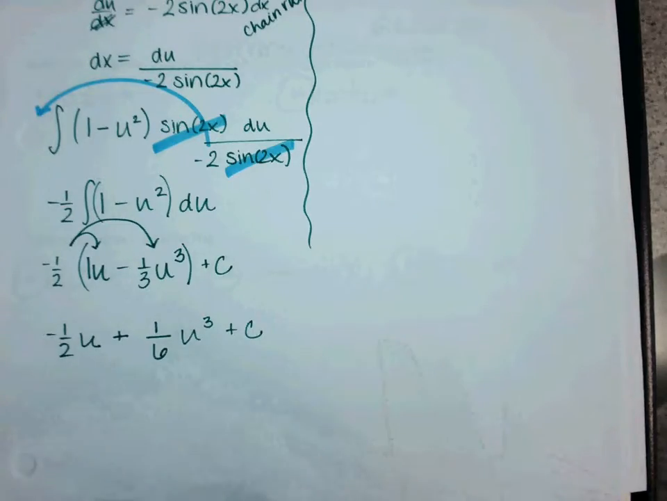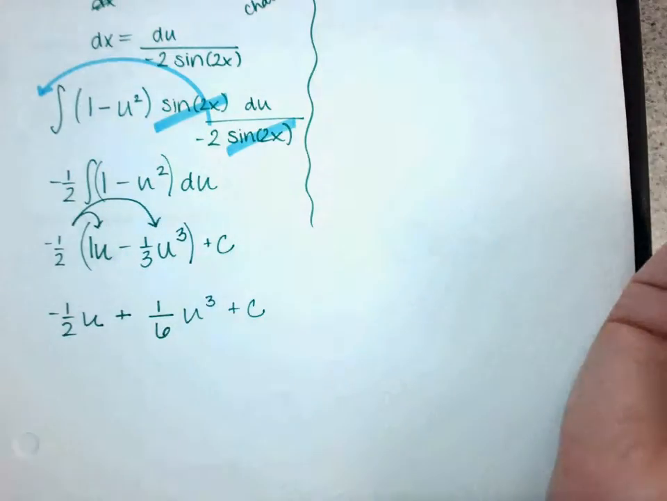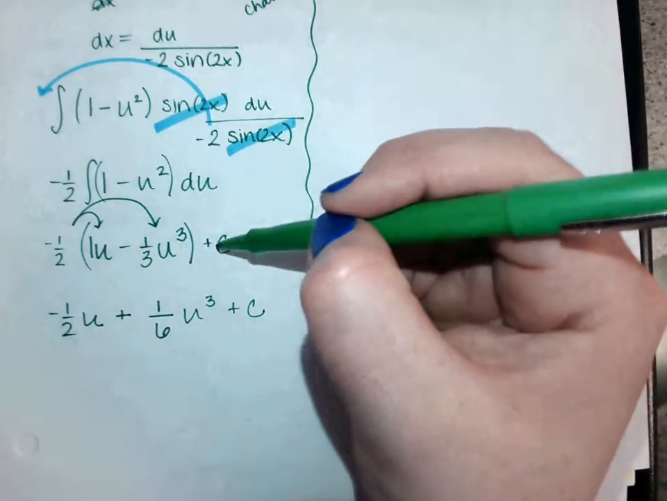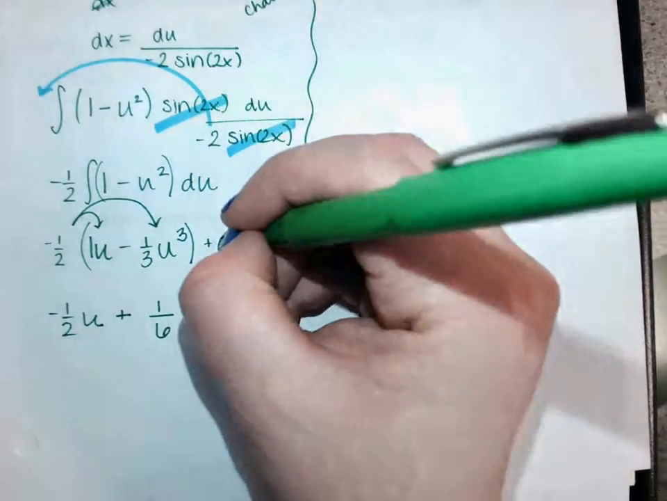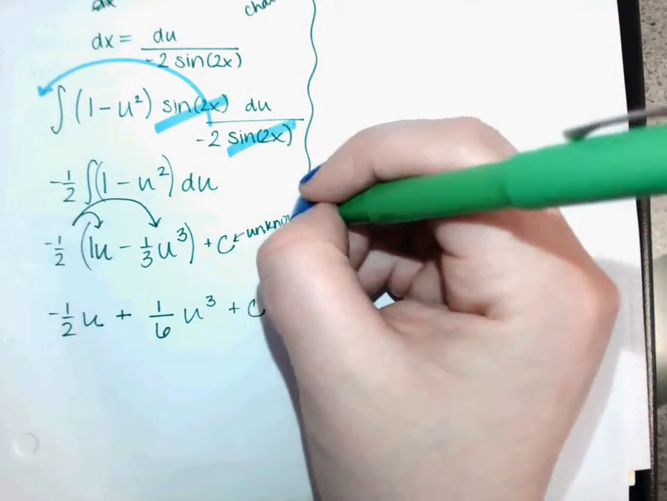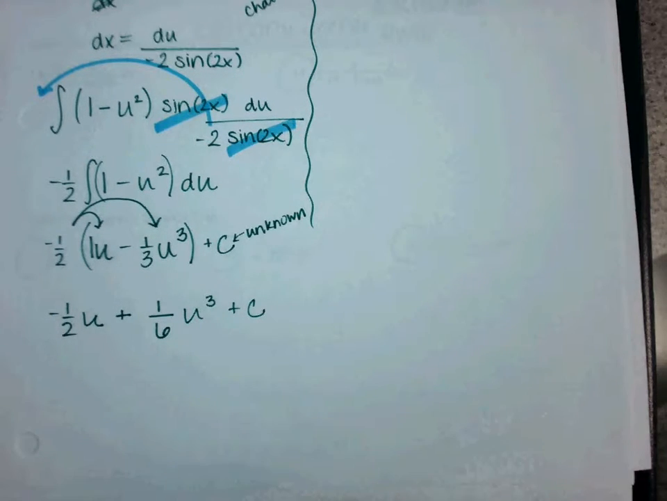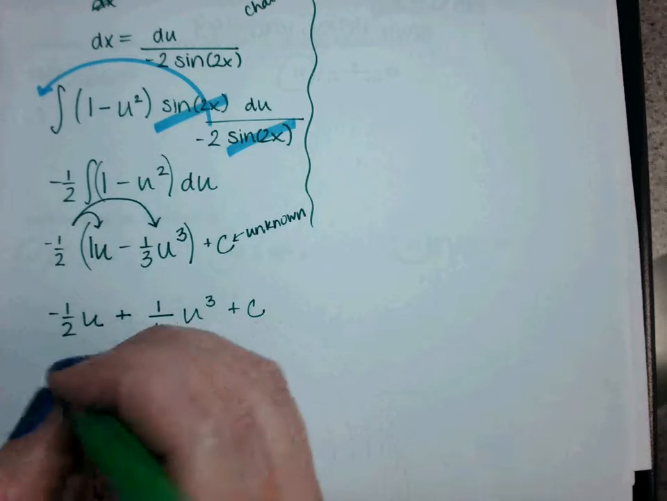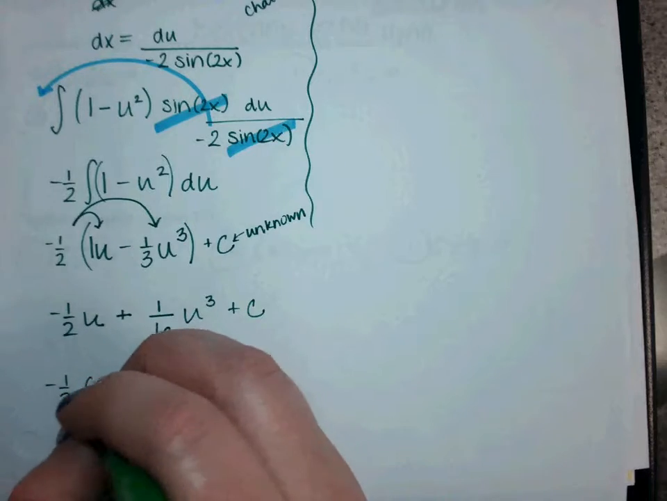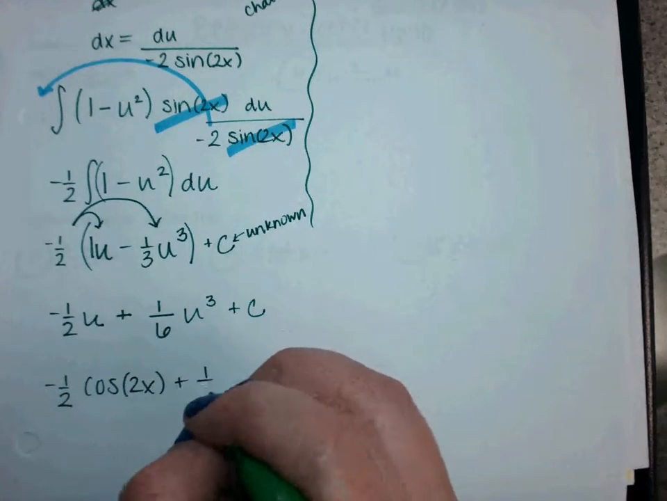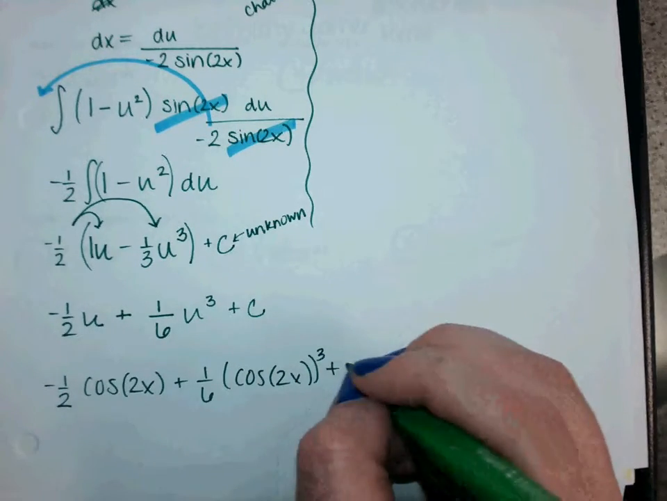u cubed plus c. Now, you might be wondering, how do I know if I include the c in the antiderivative or not? The real reason is it doesn't matter. If you want to put the plus c inside the parentheses, you can, but it's just kind of unnecessary because c is already unknown. So think about, if this is unknown and then I times it by negative 1/2, well, I still don't know what it is, so it doesn't really matter what I call it. Okay? Then from there, I'll have negative 1/2. My u was a cosine 2x plus 1/6 cosine 2x cubed plus c, and that'd be your answer.